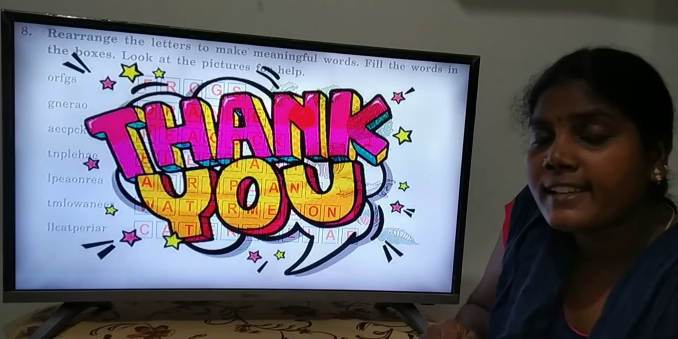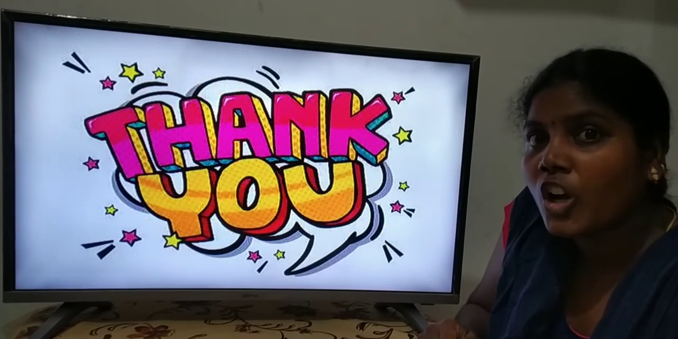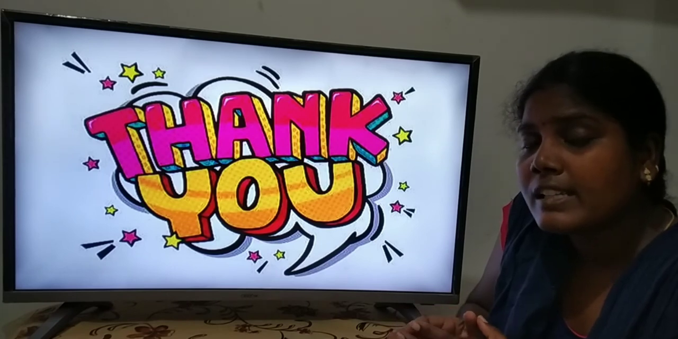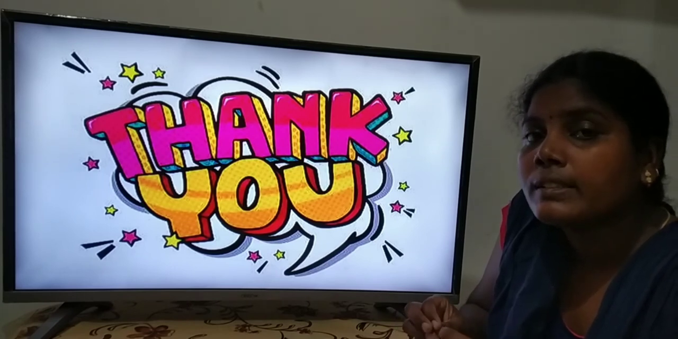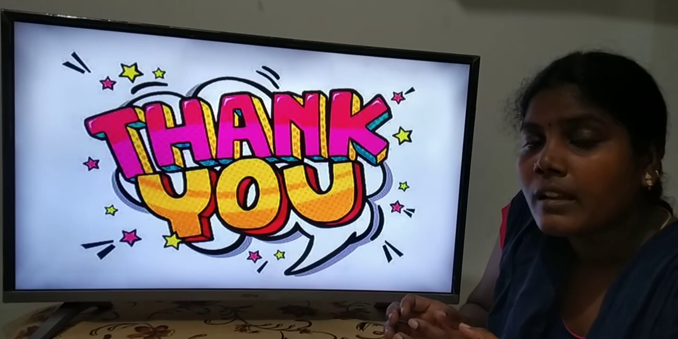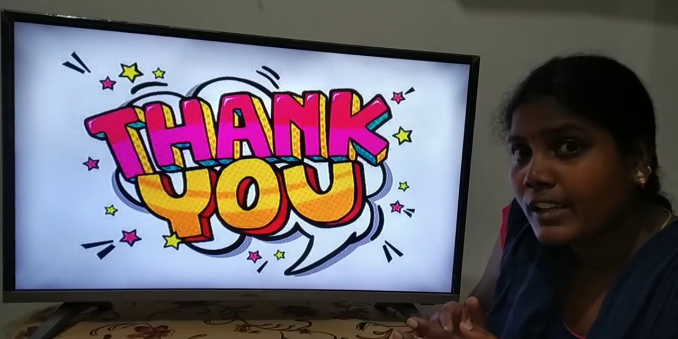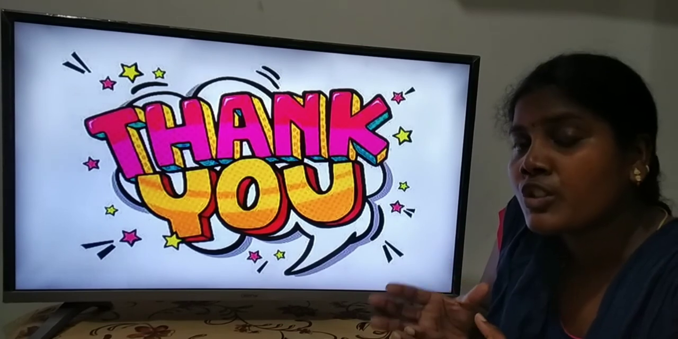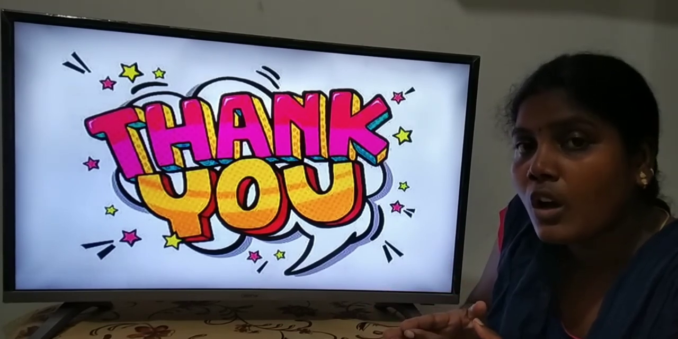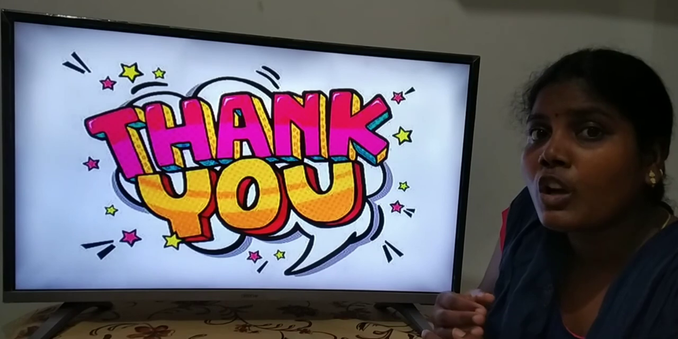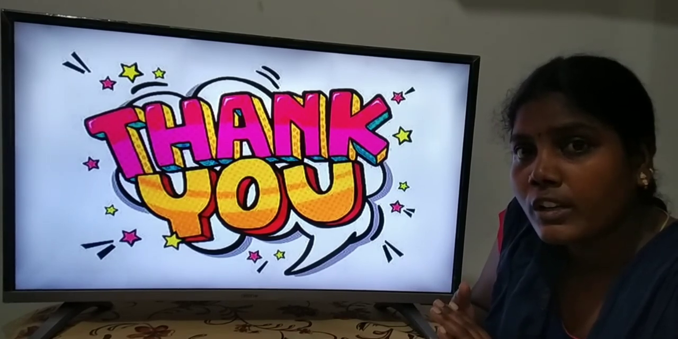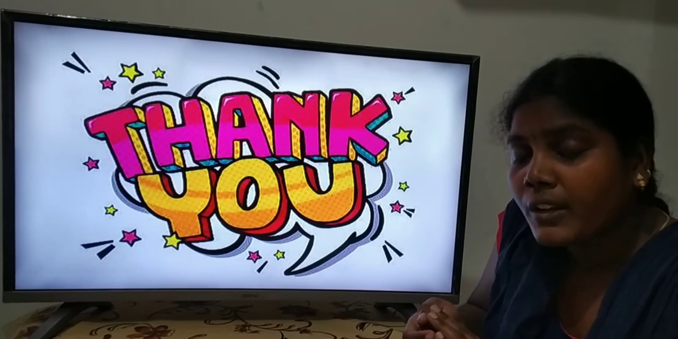Now I hope you understand the cardinal numbers and ordinal numbers. Learn it and try to tell the difference between cardinal numbers and ordinal numbers. When we are talking about position, we use ordinal numbers. When we are counting normally, we use cardinal numbers. Thank you and have a nice day.